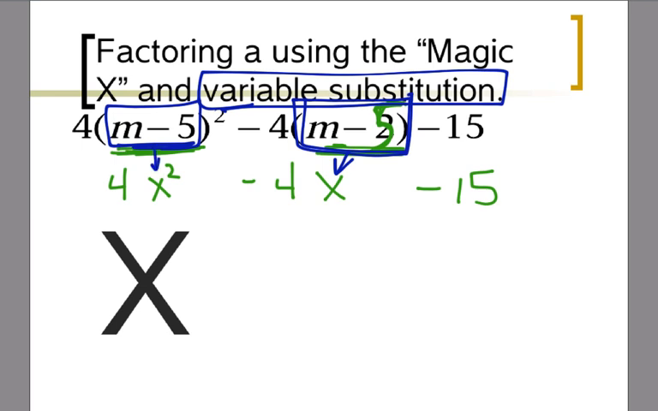So the first one's squared, the second one's not. And then it's just magic x like we were doing before. So let's treat it like that. If that was the case, I would do 4 times my negative 15. And so I put on top negative 60. On bottom I have negative 4.